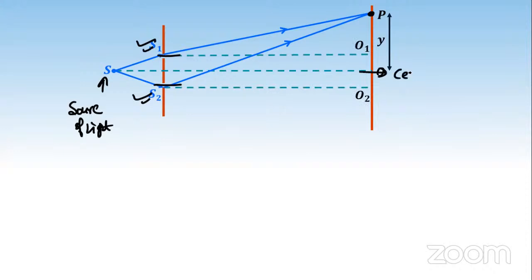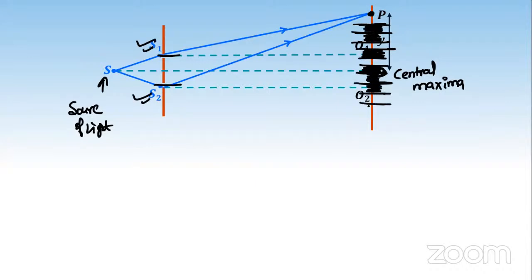Suppose we know how the pattern will look. It is maximum at the center, the central maxima. Then there will be a dark band, then a maximum condition, then a dark band, then a maximum condition, and so on, alternating between bright and dark bands.